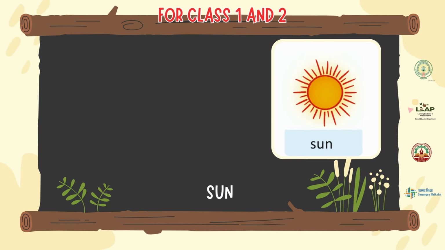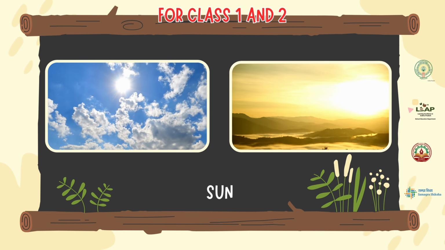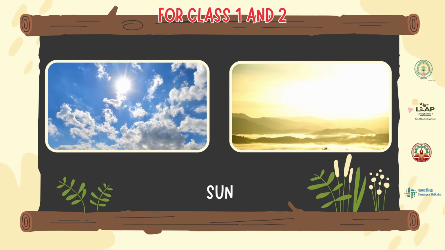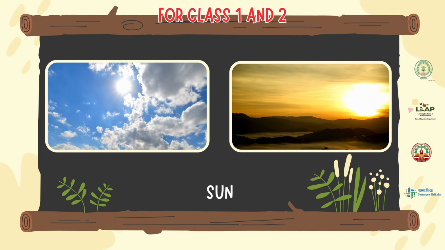Next word is sun. S-U-N, sun. Once again, S-U-N, sun. Who wakes us up every morning? The sun. That is the sun. The sun gives us light and warmth. Plants also need sunlight to grow. Without sunlight, they feel weak and droopy. So the sun is like food for plants.